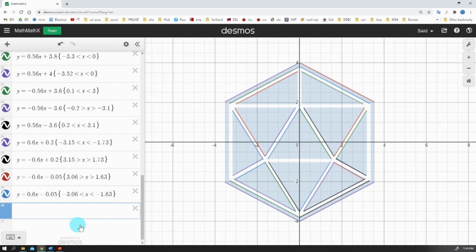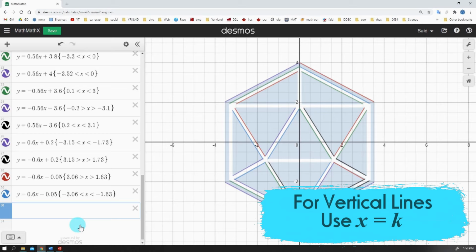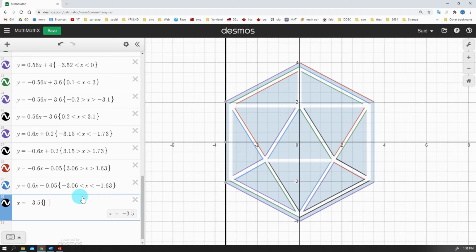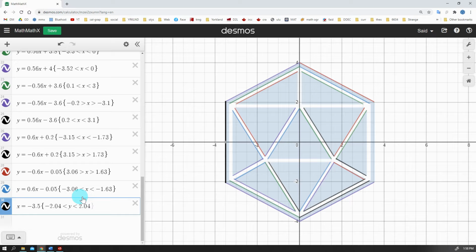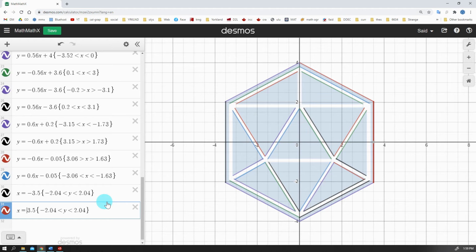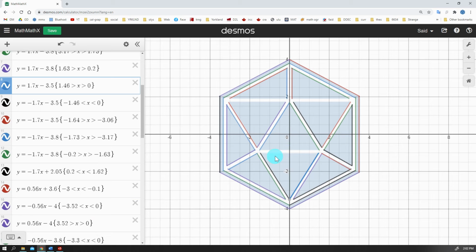So for vertical lines, guys, you just need to write x equals a constant value. So for example, x equals negative 3.5. It gives you the line. That's it. And set the interval. Yep. This is the line segment. And copy, paste, and use for the other side. It is symmetric. Great. And for others as well, just copy and paste, change some values, and you are going to get all these vertical lines.